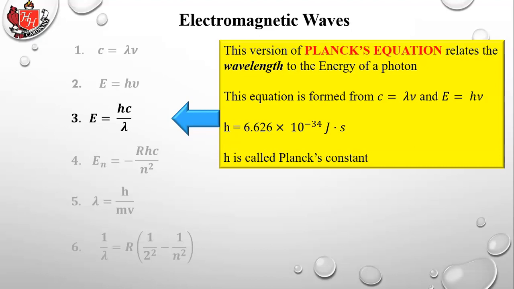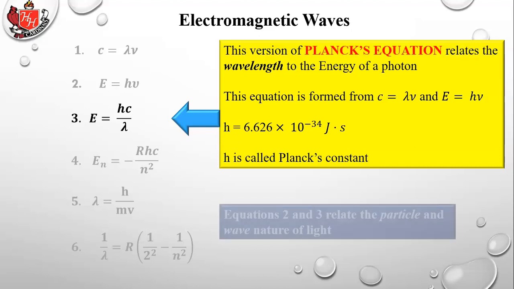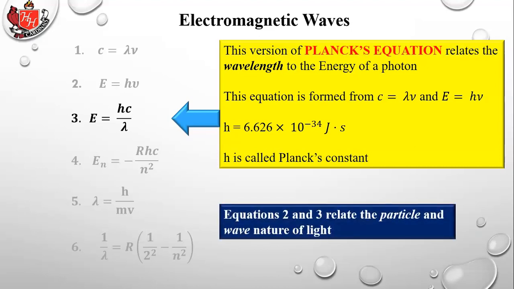This equation is formed by c, speed of light, equals lambda times nu, and E, energy of a photon, equals Planck's constant times nu. And if you do a little algebra on those two equations, you end up with equation 3. Again, h is Planck's constant, 6.626 times 10 to the negative 34th joule seconds. Equations 2 and 3 relate the particle and wave nature of light. So that's the significance of those two equations.